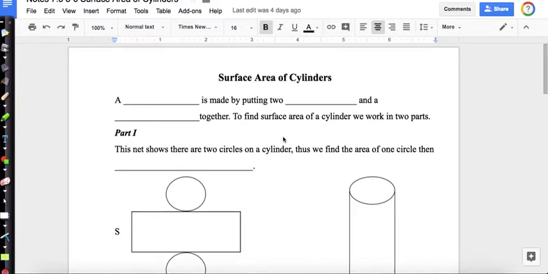Welcome to my video on surface area of cylinders. Before I introduce the formula, I'm going to give you a little background of what the cylinder is made up of and where the formula comes from.